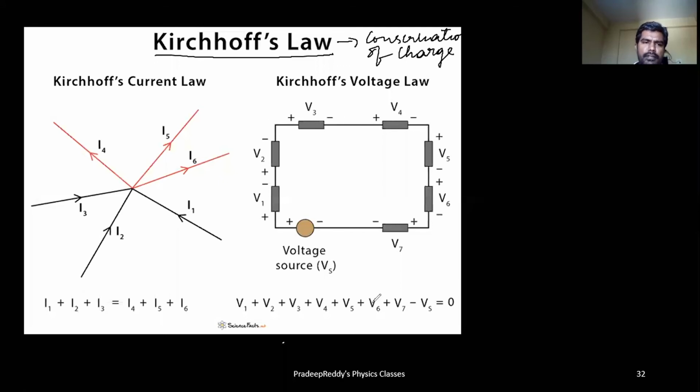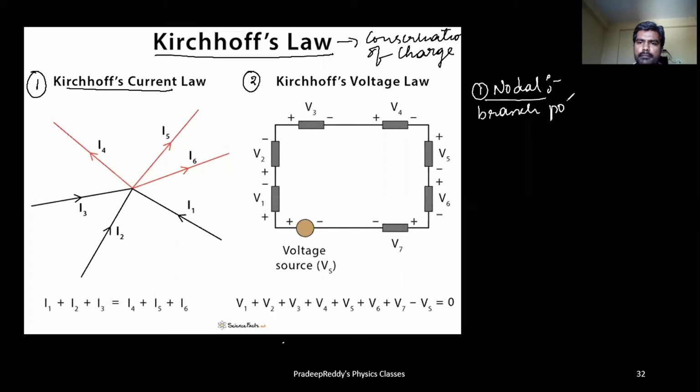And there are two forms of Kirchhoff laws. One is Kirchhoff current law and the other one is Kirchhoff voltage law. Before stating Kirchhoff current law, let me make it clear: I want to discuss the nodal point, or a branch point. Kirchhoff current law is also called Kirchhoff nodal law or branch law.